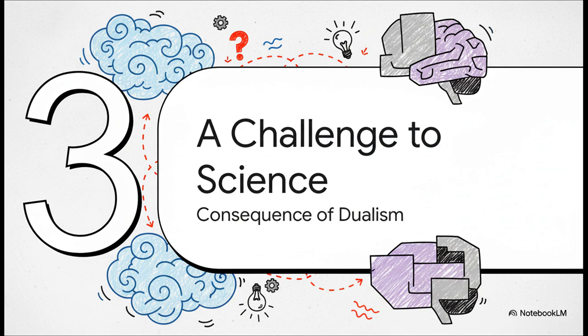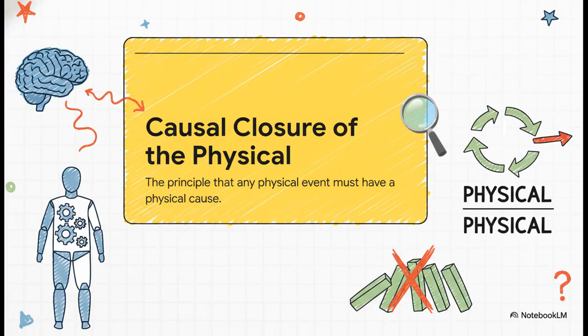It puts it in direct conflict with a core principle of modern science. That principle is called the causal closure of the physical. It's a bit of a mouthful, but the idea is actually super simple. It just says that if something happens in the physical world, its cause has to also be in the physical world. A billiard ball moves because another physical ball hit it, not because of some ghostly force.